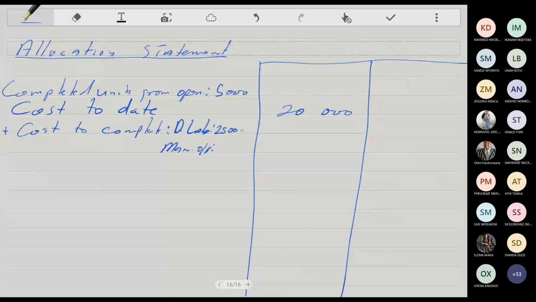50 plus 1,580. They give us a total of 24,230.